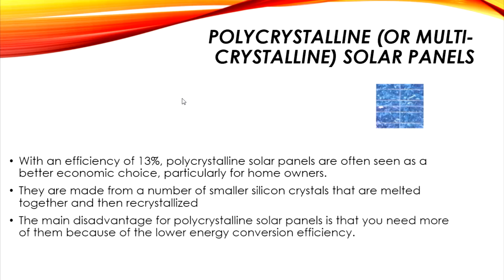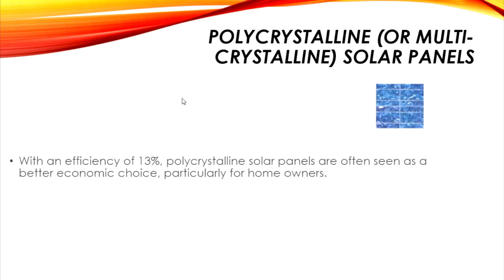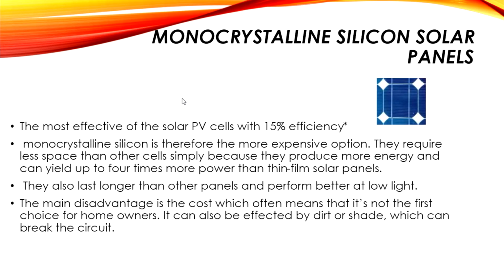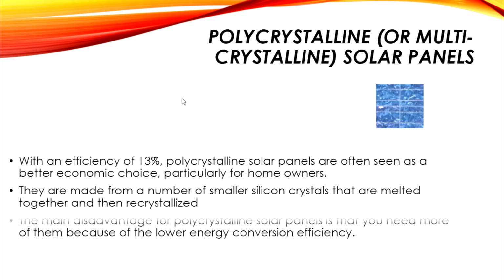The main disadvantage of it is that you will need more of them because of the lower energy conversion efficiency. As you see here, in the previous one we had an efficiency of 15%, that's why you will need less space and a smaller number of them. But here for the polycrystalline, it has an efficiency of 13%, which means that we will need more of them because it has a lower efficiency.